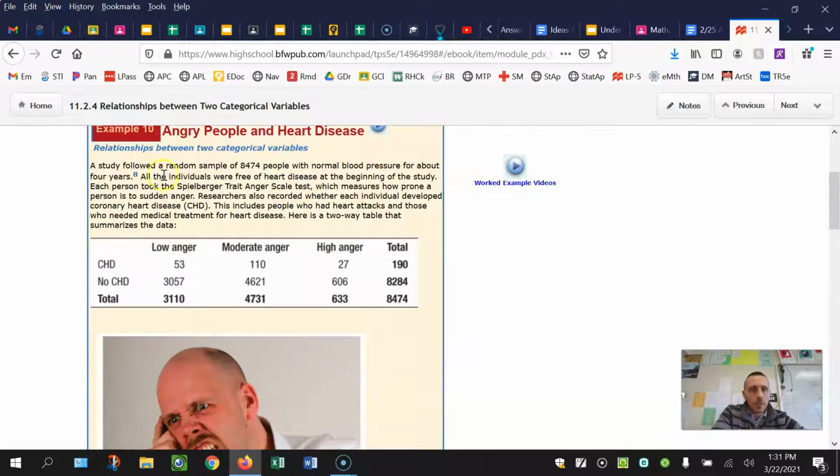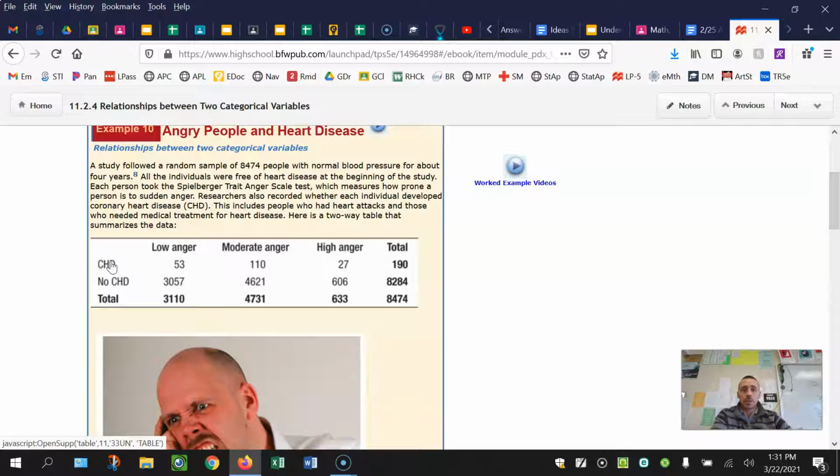So here you'll notice they did a random sample of 8,474. They took one random sample, and that's your table total. Whereas in a chi-square test of homogeneity, they would take independent random samples. They might randomly sample people with low anger, people with moderate anger, and people with high anger. And we'd see if this heart disease rate was the same across all three populations.